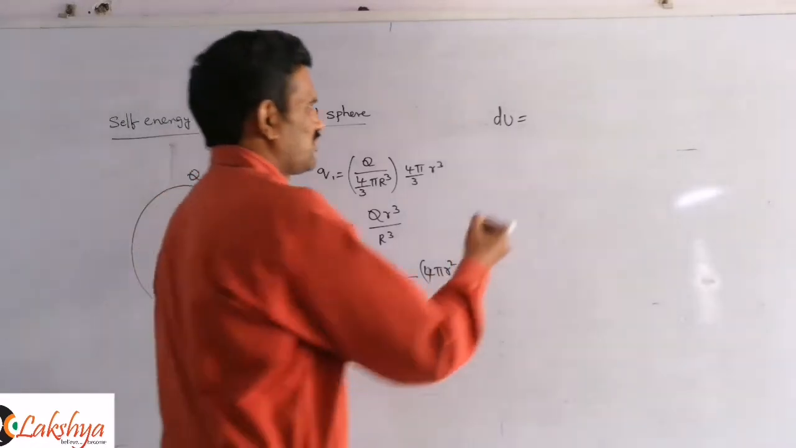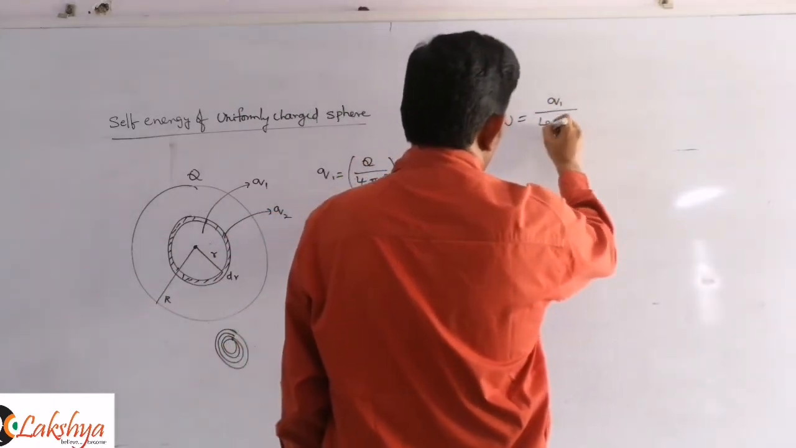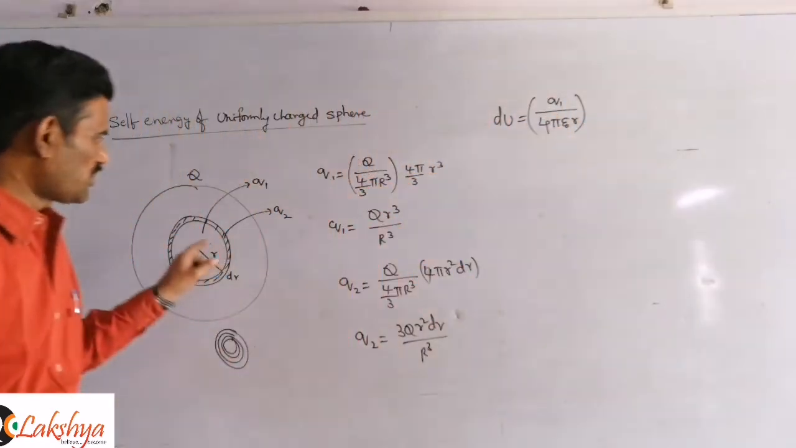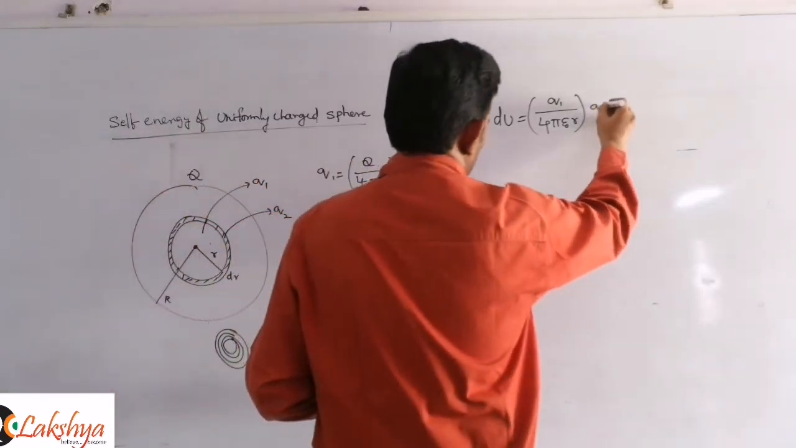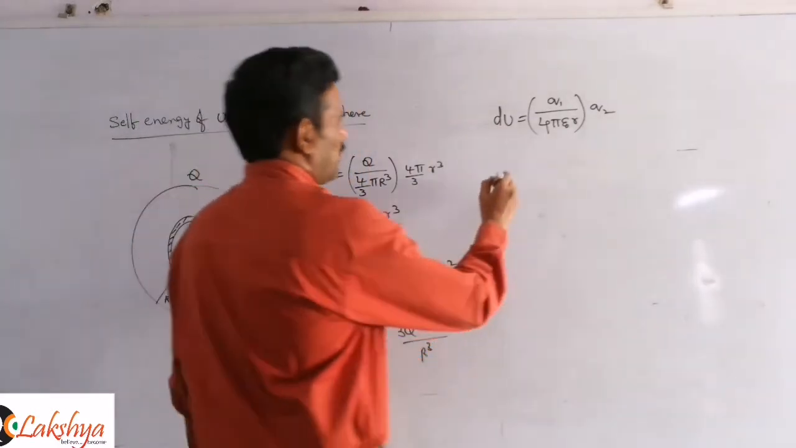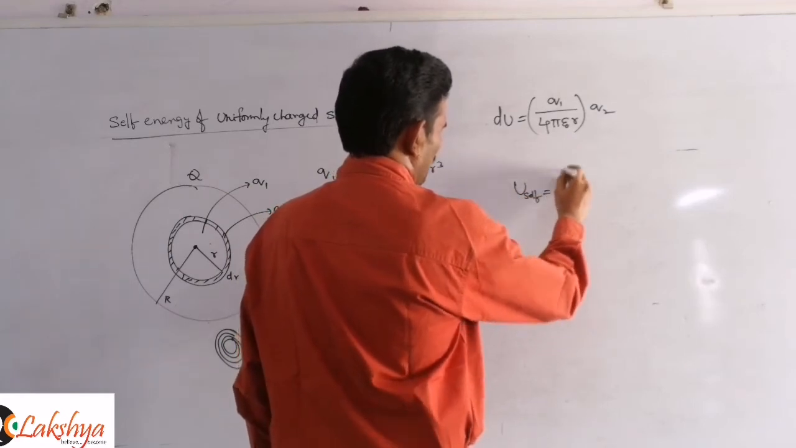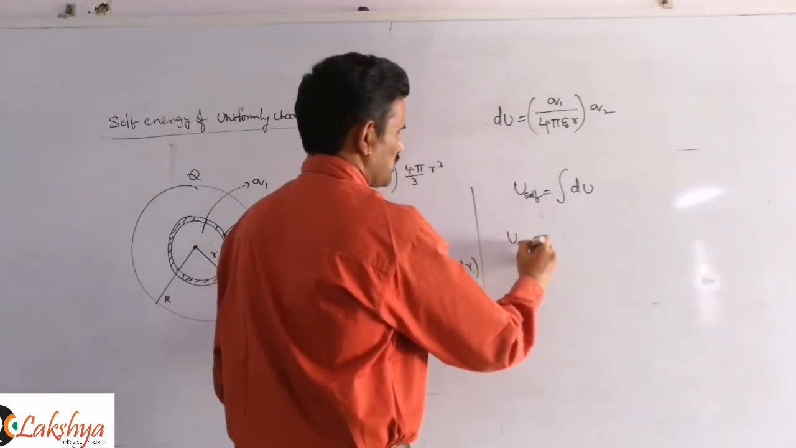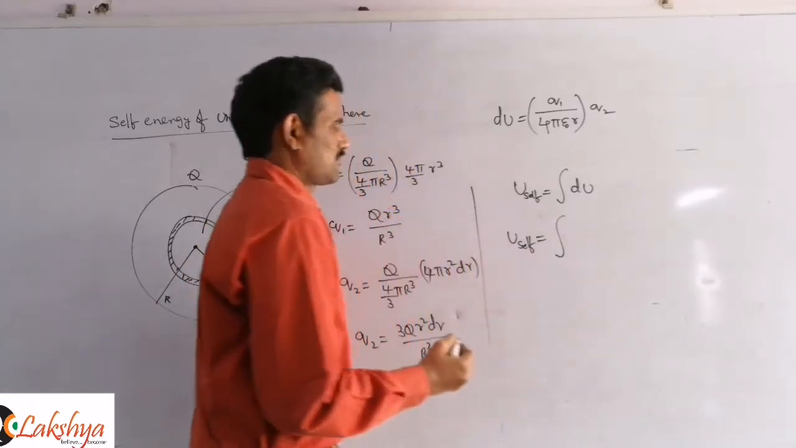That potential we can write as q1 by 4 pi epsilon naught r. This is the potential due to the solid sphere on its surface. In that potential, this q2 charge is there. So it is the interaction energy between those two elements. Therefore we can write the total self energy as the integral of this dU. So the self energy is equal to, now we can substitute those q1 and q2 values there.